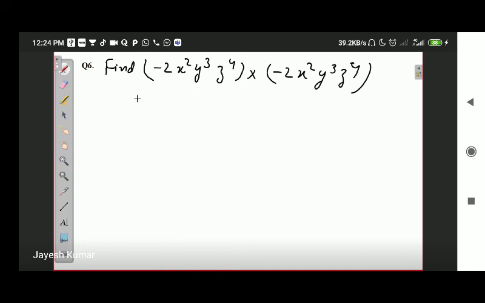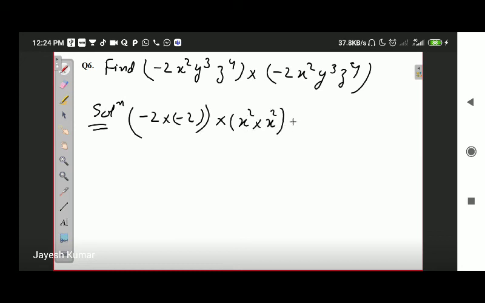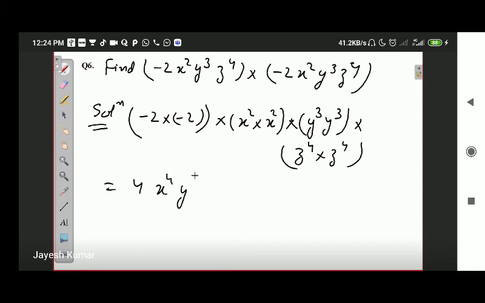Okay, so it is quite simple. What you do is first you multiply both the constant parts. I am doing it a bit directly. Then you multiply x's, then you multiply y's, and then z's. Okay. So this will be 4 x to the power 4 y to the power 6 z to the power 8. Okay, you can also see that both the terms are same.